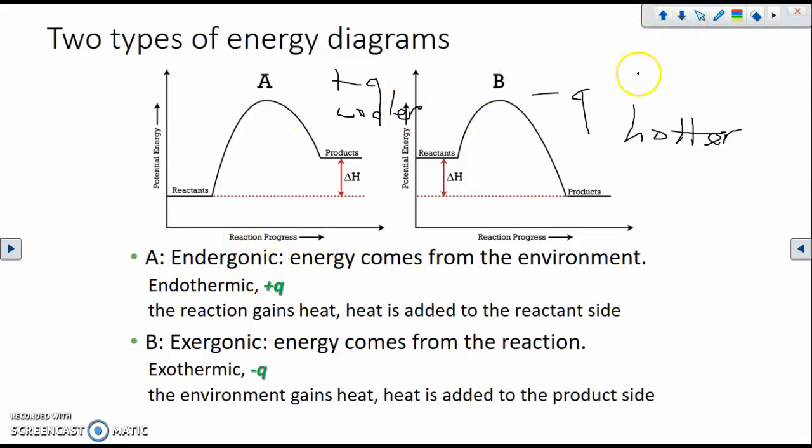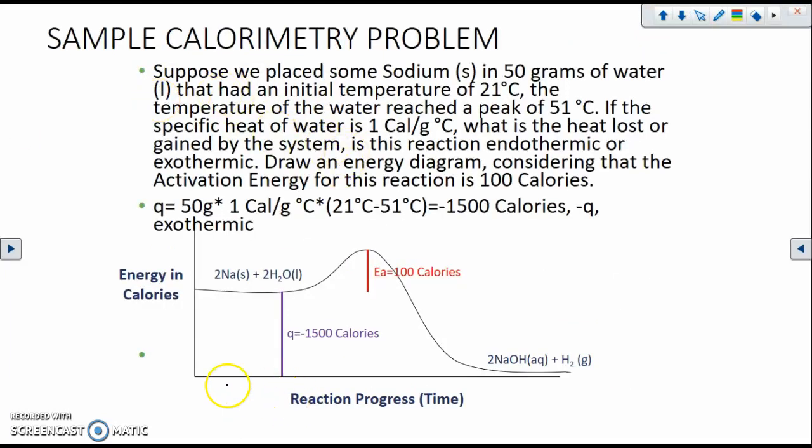All right, now how do you get positive Q or negative Q? Well, the way you do this, folks, is you use the formula Q equals m s delta T, which is actually in your exam reference sheet. M stands for mass, S stands for specific heat, and delta T means change in temperature.